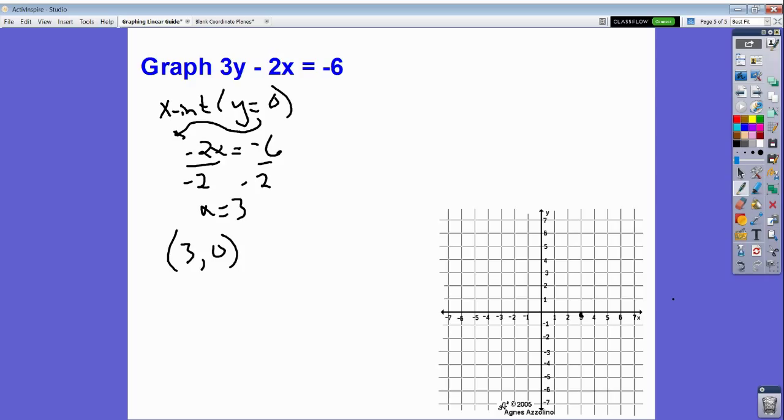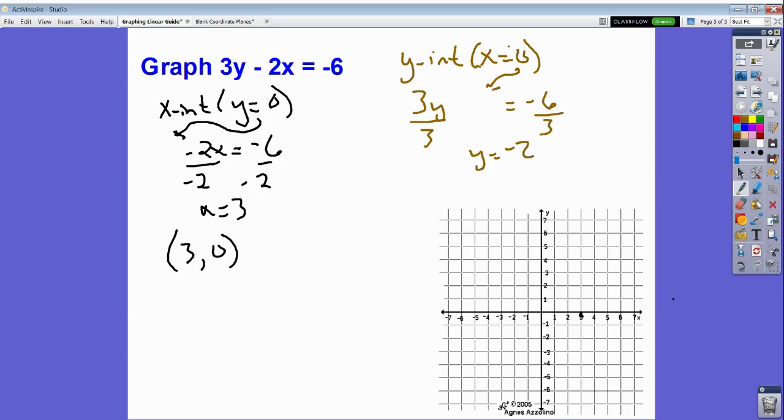And now I'm going to find the y-intercept. And what is always true about the y-intercept? X is equal to 0. So I write my original equation, 3y minus 2x equals negative 6. I plug in 0. Negative 2 times 0 is 0. So it's like it's not even there. So all that is gone. And then all I have to do is divide both sides by 3. And we get y is equal to negative 2. And we have to write it as an ordered pair, 0, negative 2.